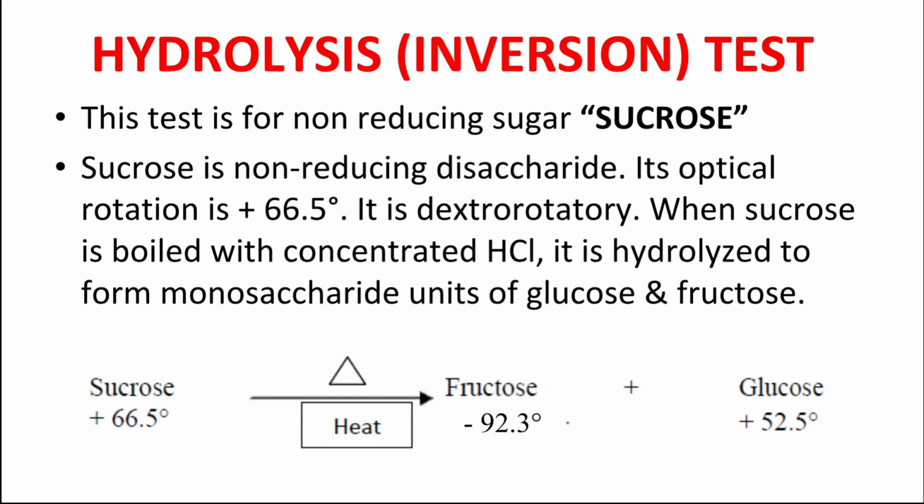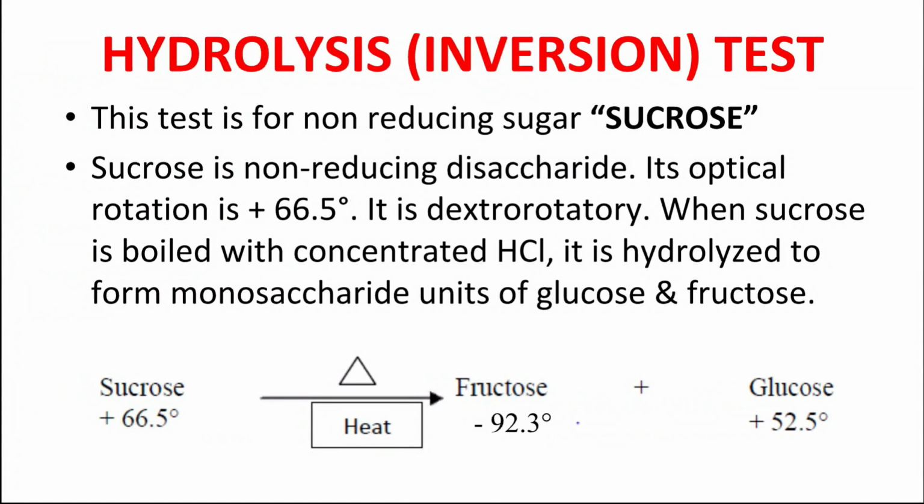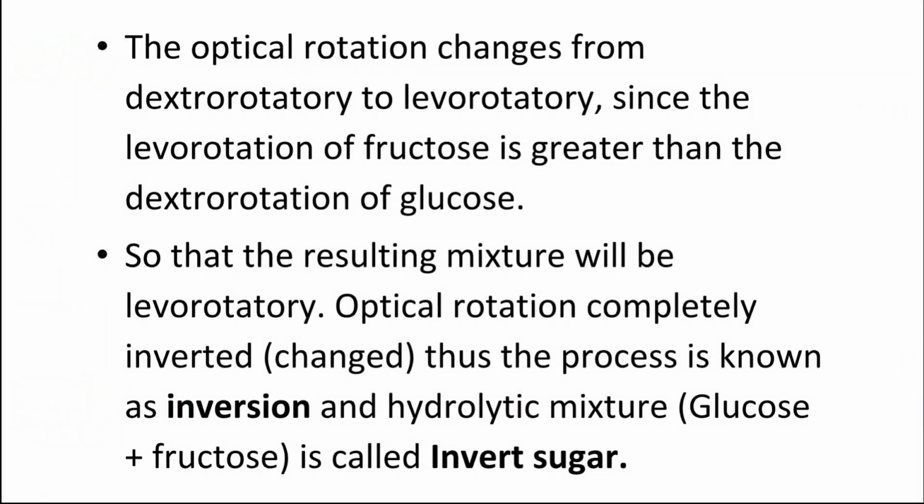Now, the optical rotation of the solution will change from dextrorotatory to levorotatory. The reason is that fructose has an optical rotation of minus 92.3 degrees and glucose has a rotation of plus 52.5 degrees. So the levorotation of fructose is greater than the dextrorotation of glucose, meaning our resulting mixture will be levorotatory. The optical rotation is completely inverted, and that's why this whole process is known as inversion, and the hydrolytic mixture is called invert sugar.